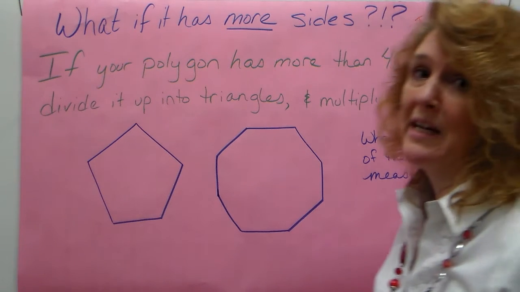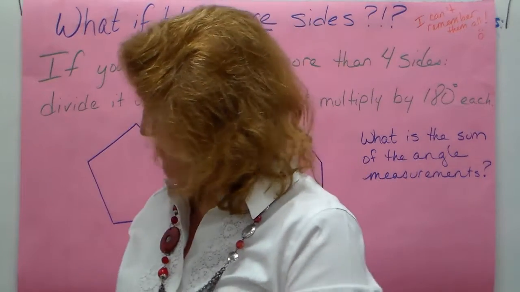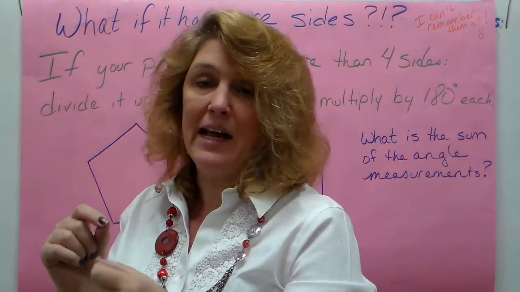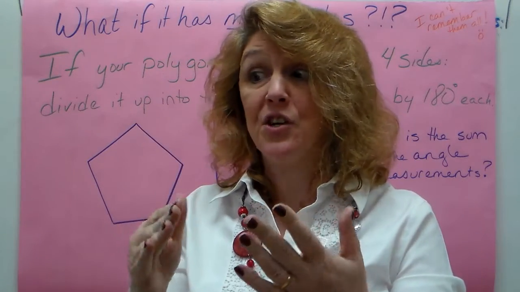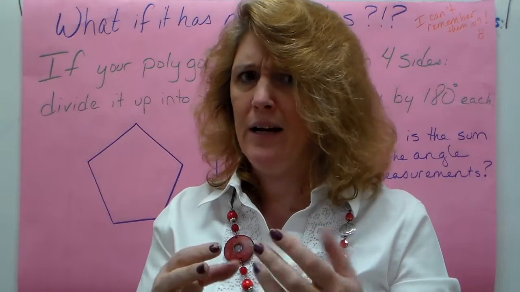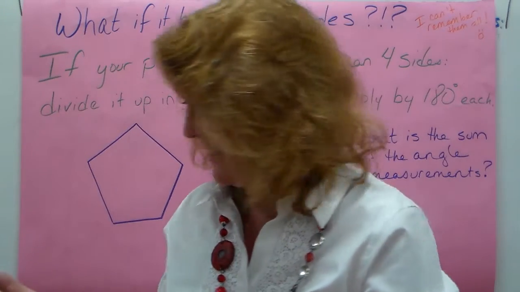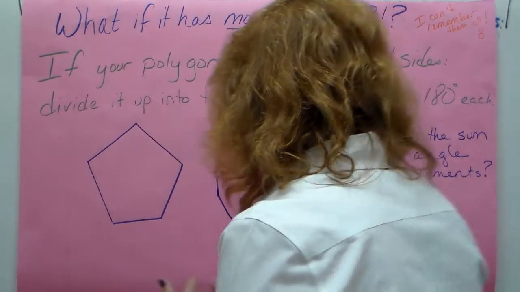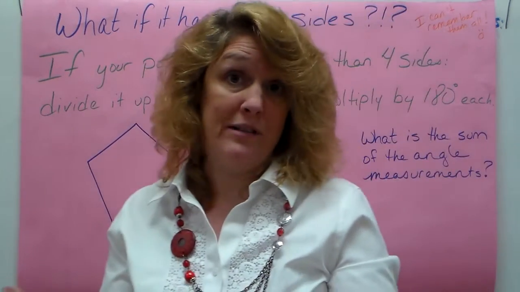What if it has more sides than just 4? I mean, I can't tear apart any more of the outside angles and connect them all because they're going to equal more than 360. And that doesn't create any kind of a shape that makes any kind of sense to us. So now what? Well, now we've got to figure out a strategy.